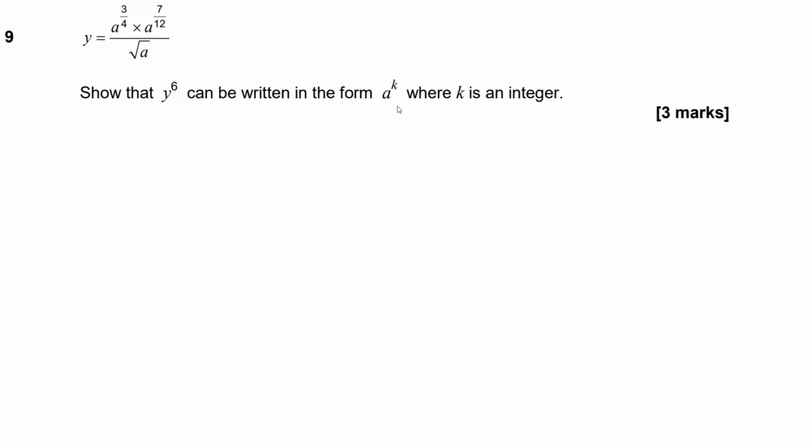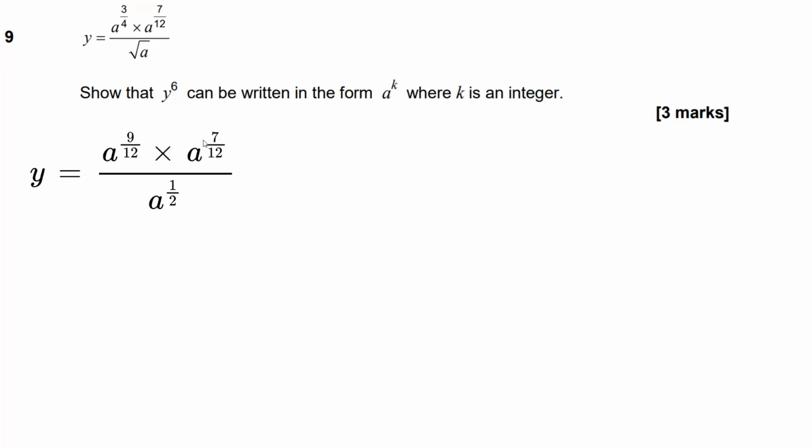Show that this can be written in the form a to k. So you can simplify this, because you're multiplying, you're going to be adding the powers. So just change this so that you've got the same denominator. The root a becomes a to the power of a half. You kind of just have to know that, but that means that you square root it, so it's still the same thing. You're multiplying, you've got the same coefficients, so you just add the powers.